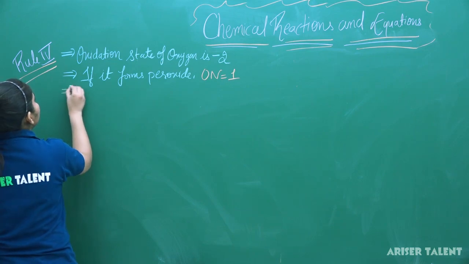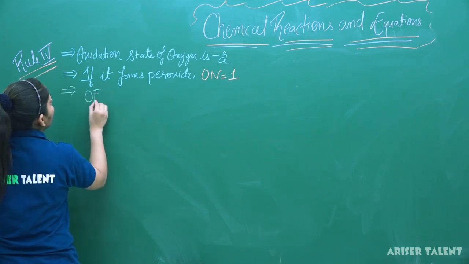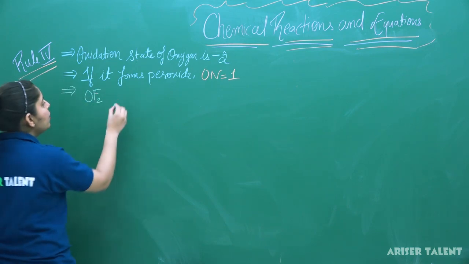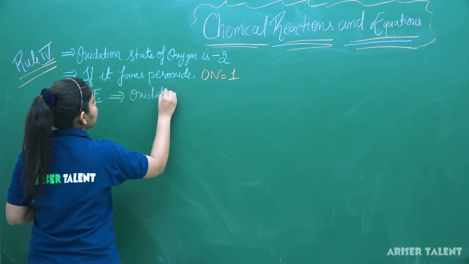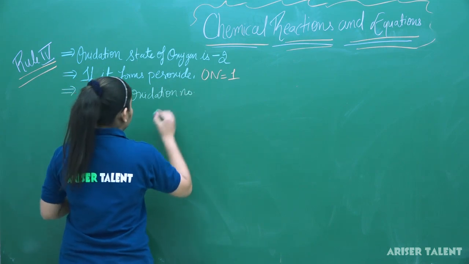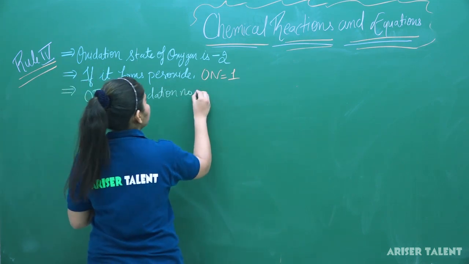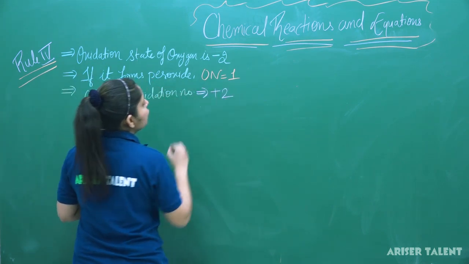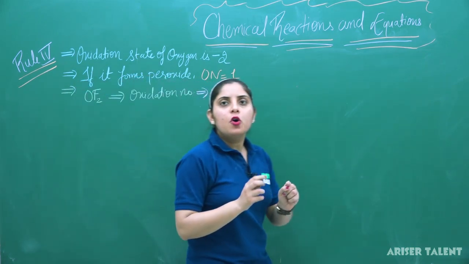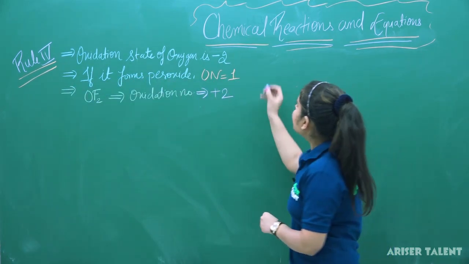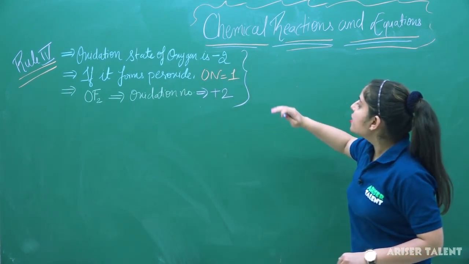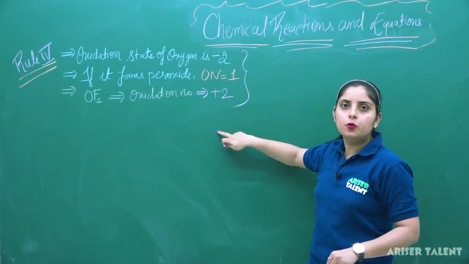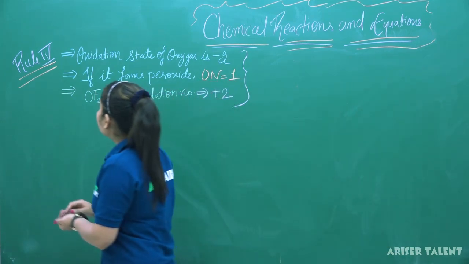If it combines with fluorine to form OF2 molecule, in OF2 molecule, the oxidation number of oxygen is +2, as fluorine is more electronegative. So, this will be the scenario for the oxidation number of oxygen. So, we have rule number 4 that for oxygen, the oxidation number will vary from -2 to +2. Now, we are on our rule number 5.